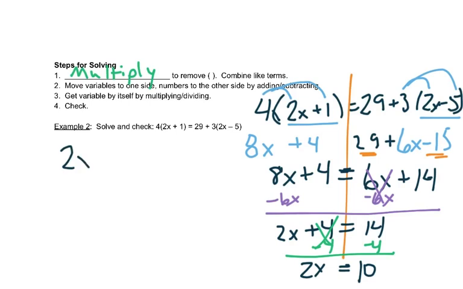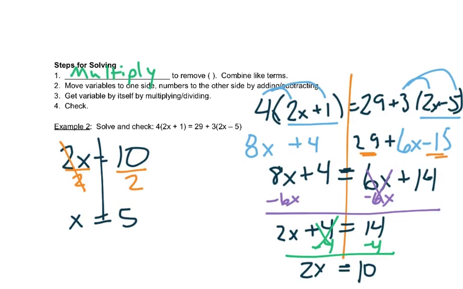I'll write that over here just because I'm kind of out of room. My last step will be to divide both sides by the number in front of x to get the x by itself. So x equals 5. Or we could write it in the solution set of 5. Notice when we write it in the set part, we don't write the x, we just write the number.